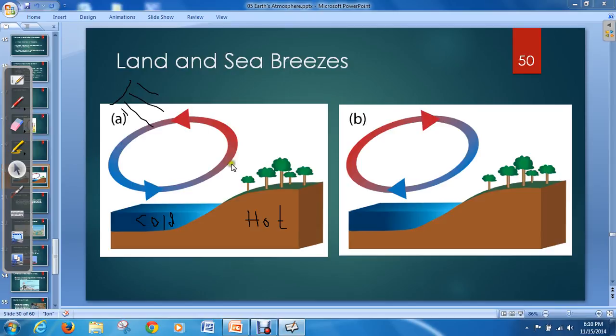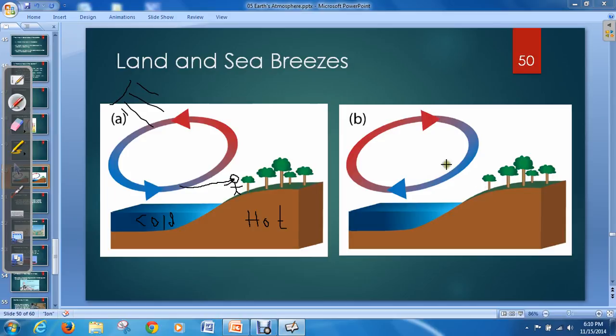Again, if you're standing on the beach right here, here's you, you're going to feel that wind flowing from the sea or the ocean towards you, coming from the ocean towards the land. Now let's look over here.